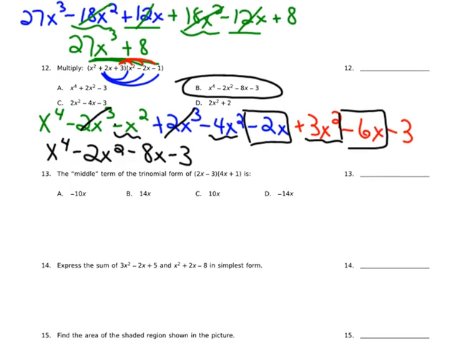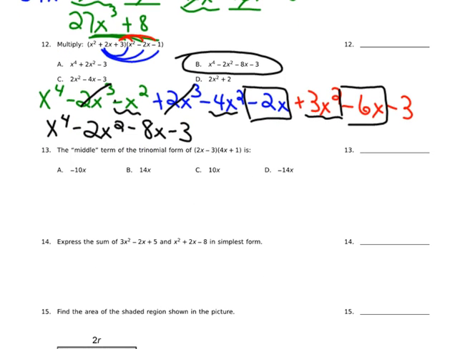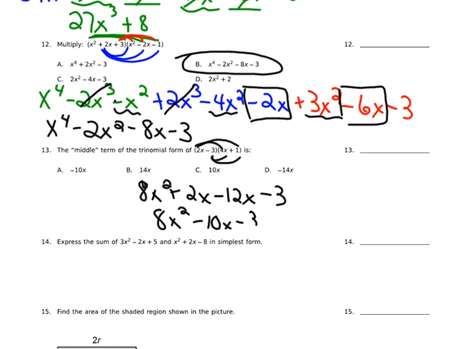Okay, middle term, right? Middle term, when I do my multiplying through, this is going to give me 8x squared plus 2x minus 12x minus 3. So 8x squared minus 10x minus 3. So your middle term is your negative 10x, which is choice A.